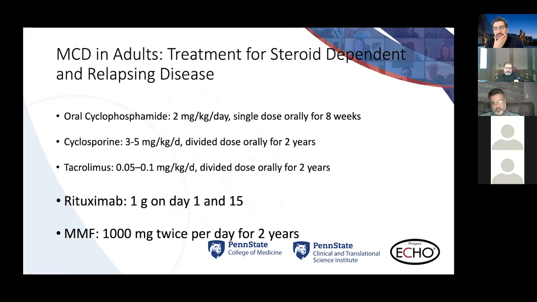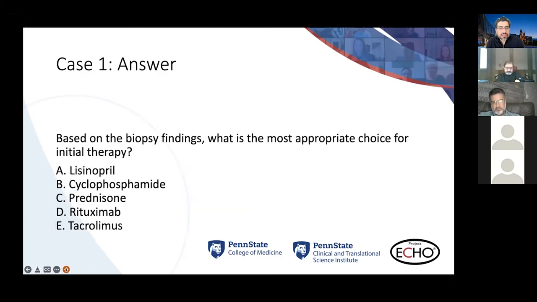So right now, the options which we have in a steroid dependent or relapsing patient: steroids still are the mainstay primary therapy if somebody's steroid dependent, resistant, or relapsing. Then we can use oral cyclophosphamide for 8 weeks, cyclosporin 1 to 2 years, tacrolimus 1 to 2 years, rituximab has been tried like one course, and MMF, which is mycophenolate mofetil, again for 1 to 2 years. So the answer, I think everybody was right on that.